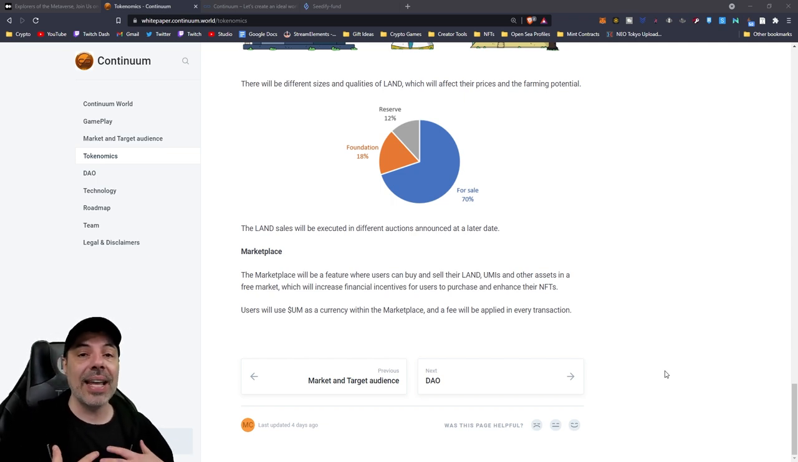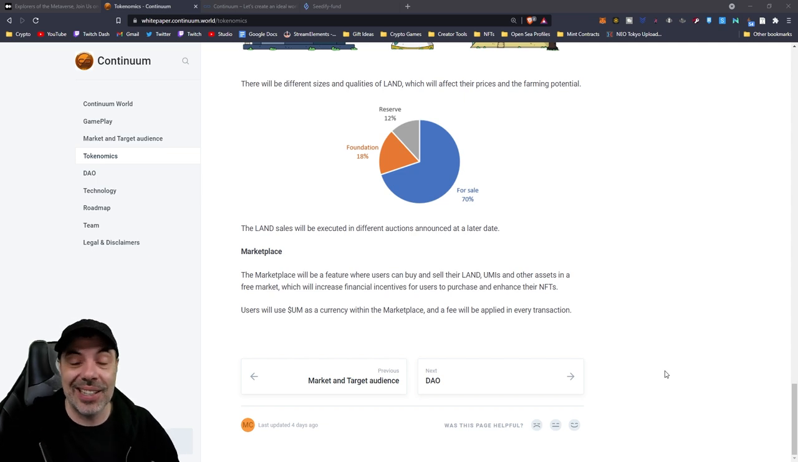So as a landowner, not only will you be able to use this in game, but you'll be able to trade it on the market if you want. You could buy land, you could watch it appreciate and sell it, you could speculate on it. It's an NFT, so anything goes, right?